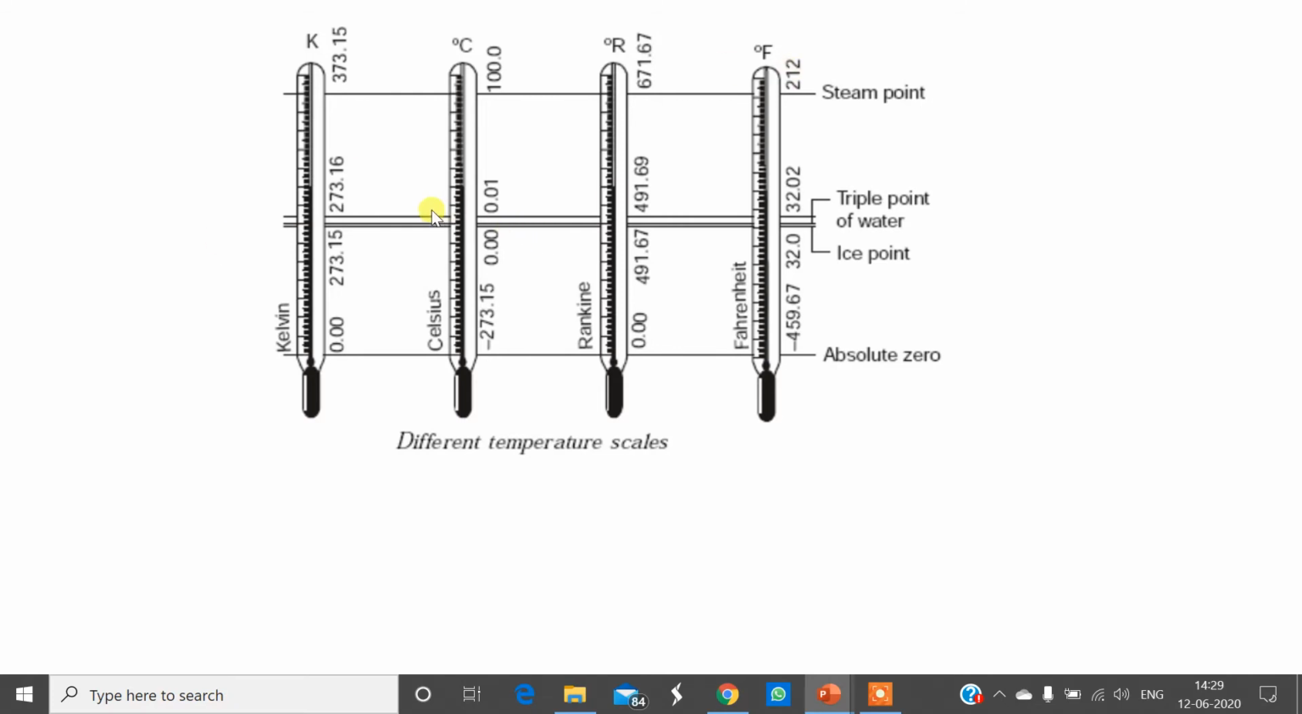The triple point in Kelvin is 273.16. Just add 0.01 to 273.15. The triple point in Rankine scale is 491.69. Triple point in Fahrenheit scale is 32.02 Fahrenheit.